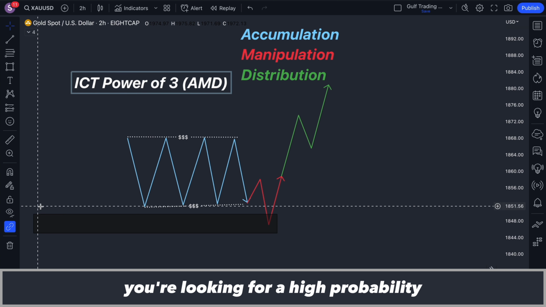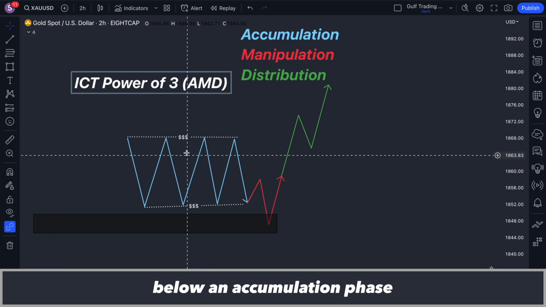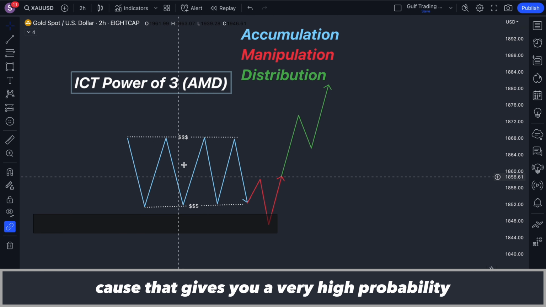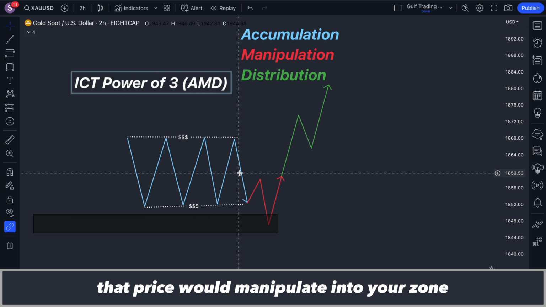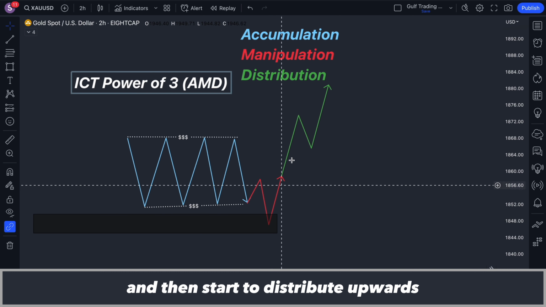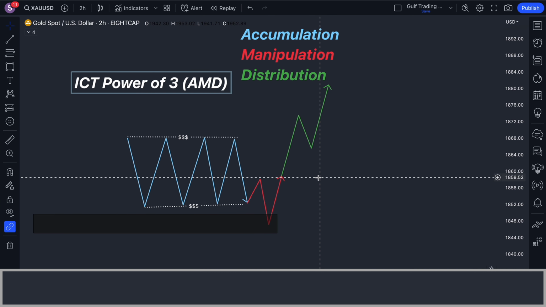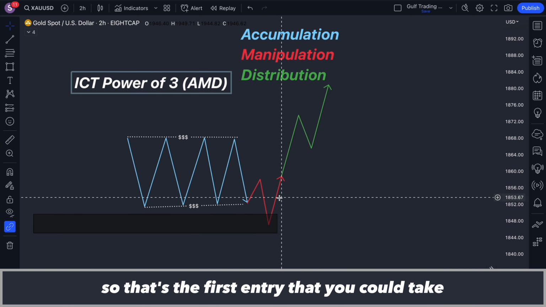You're looking for a high probability demand zone below an accumulation phase, because that gives you a very high probability that price would manipulate into your zone and then start to distribute upwards. So that's the first entry that you could take.